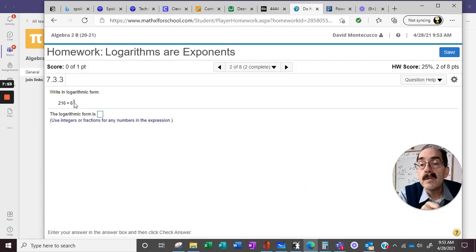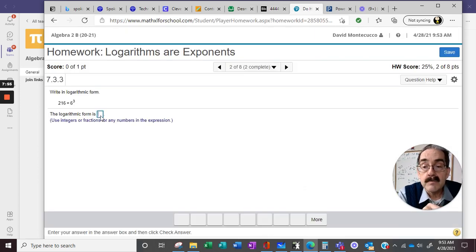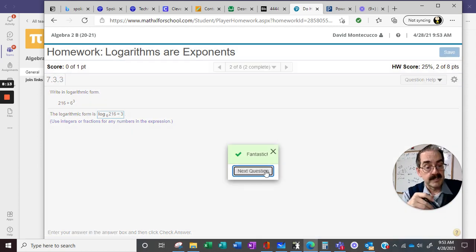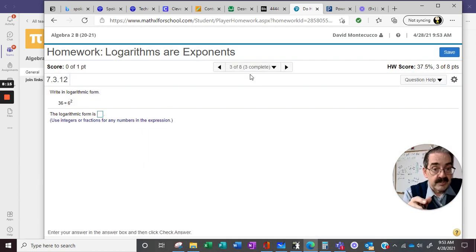216 equals 6 to the 3 power. So the first thing we do is type in log. Now subscript. Log base 6 of, I had to use the arrow key so I could get big print, 216 is equal to the exponent 3. Okay? And that's a right answer. All right. So go through those series. They take about 10-15 minutes once you get the hang of translating.